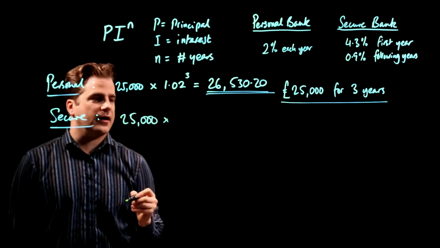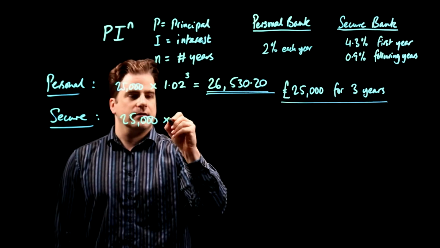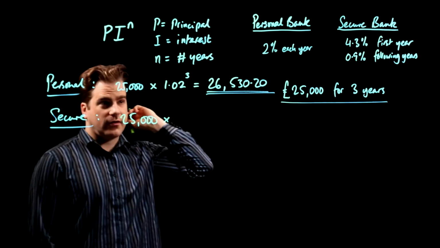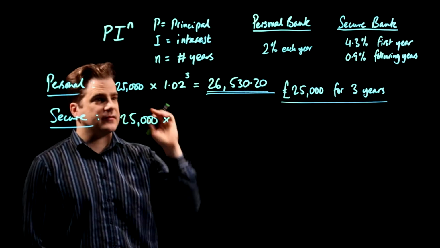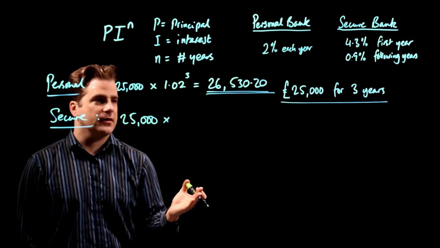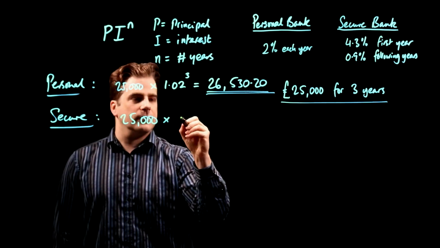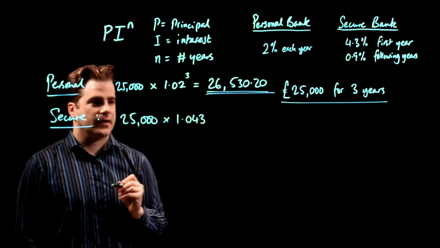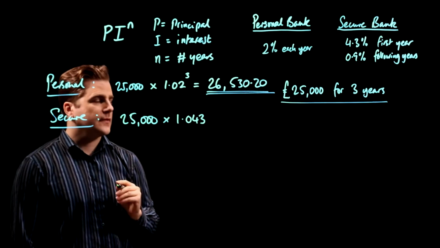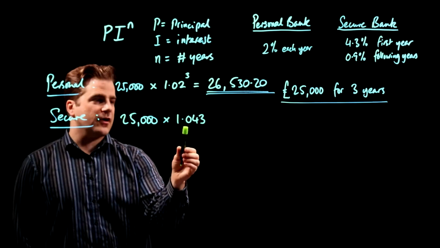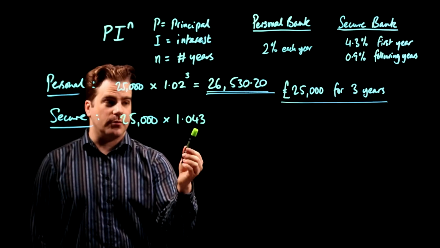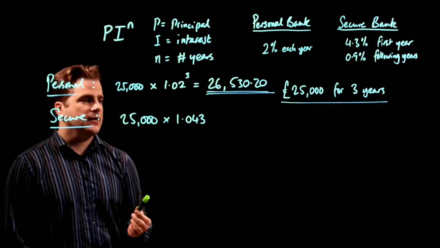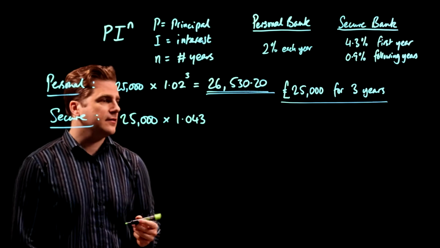25,000 times, after the first year, it's 4.3%. So what's 4.3% expressed as a decimal plus 1? It's 1.043. Be careful, don't fall into the trap and forget that 0 and multiply by 1.43. That would be 43%. So that's how much you got after the first year.